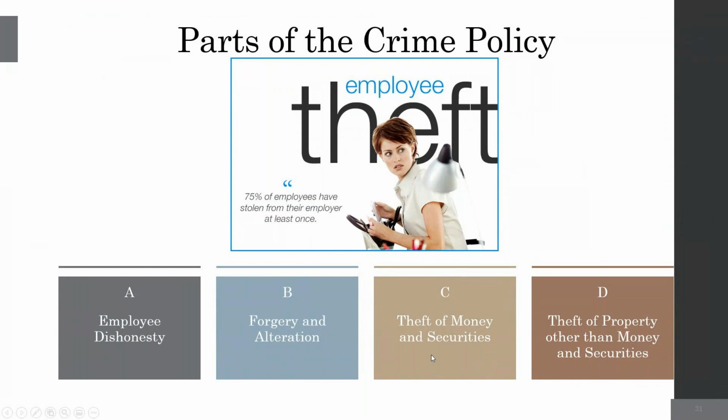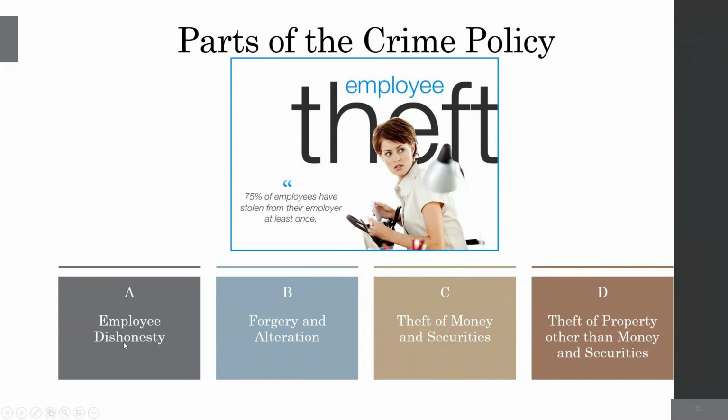Coverage C is theft of money and securities from outside parties. Because again, if your employee stole your money and securities, that's coverage A. And then coverage D is theft of property such as inventory other than money and securities from outside parties. Because remember, if your employees did that, that would be under coverage A.